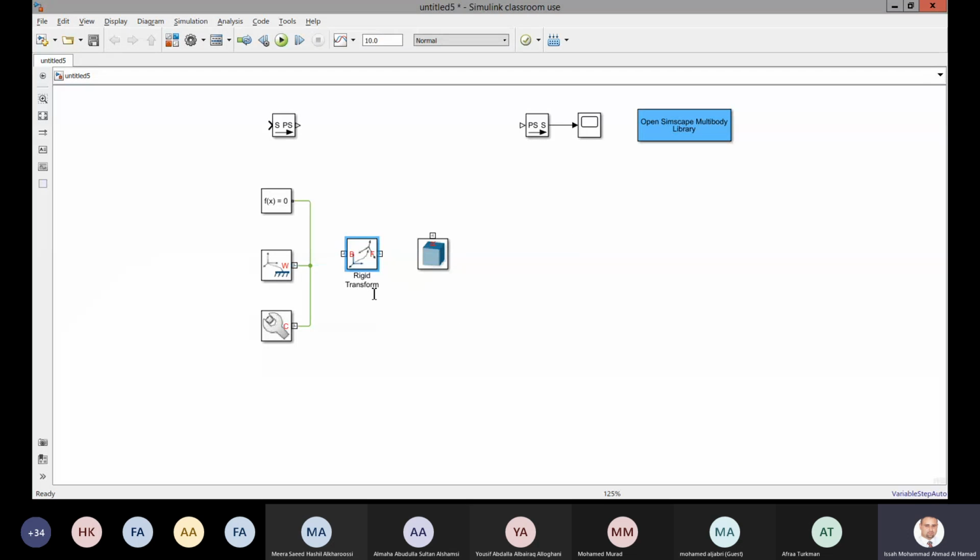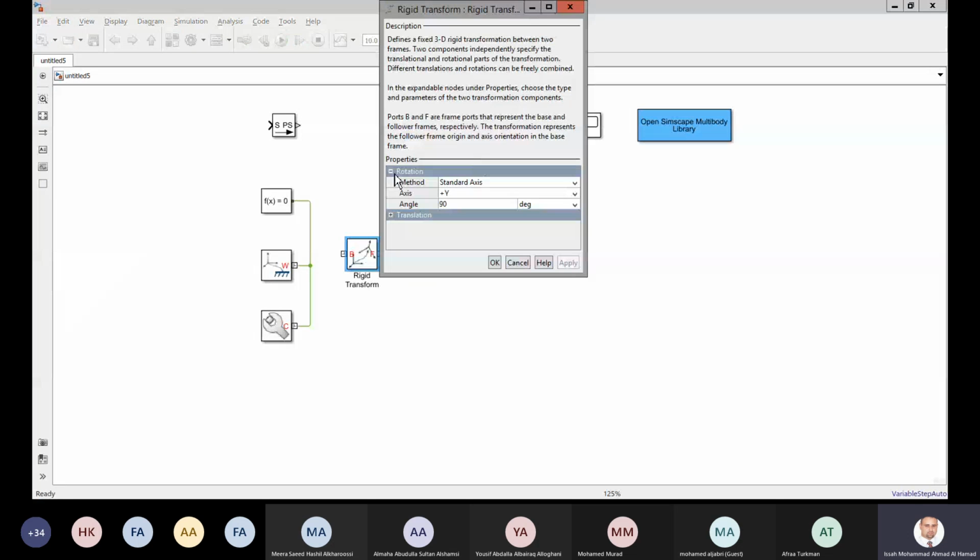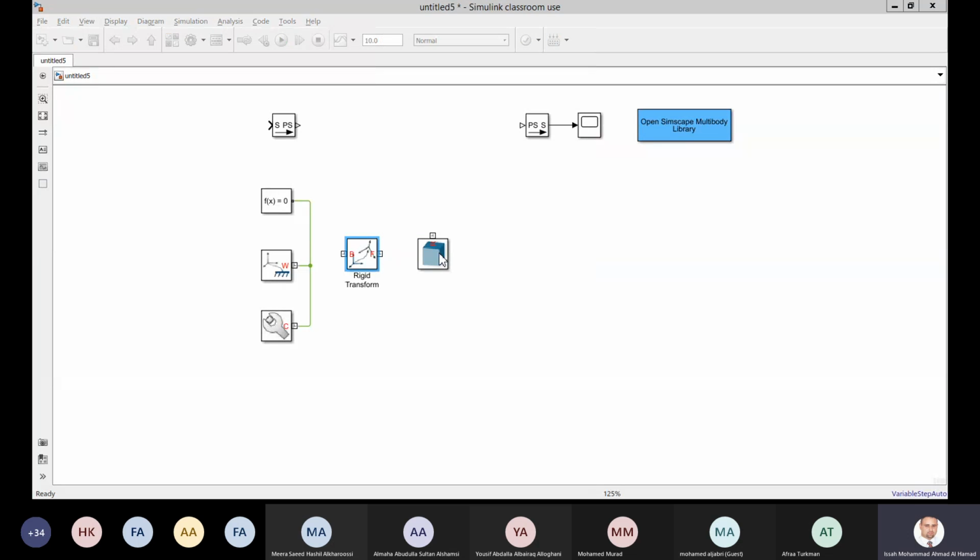Now I changed the location of the rigid transformation only. And I made a rotation of 90 degrees about the plus y axis. Now this is the mass. I don't need to play with the mass. I will add it.